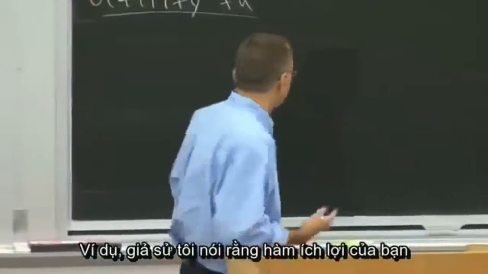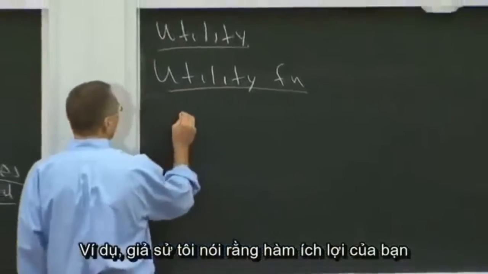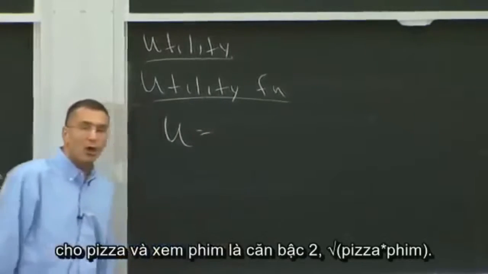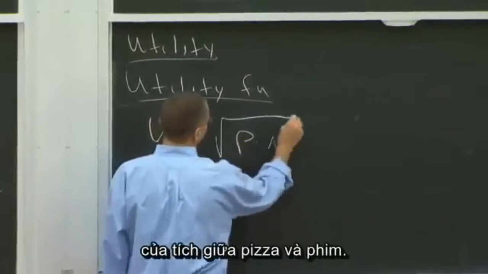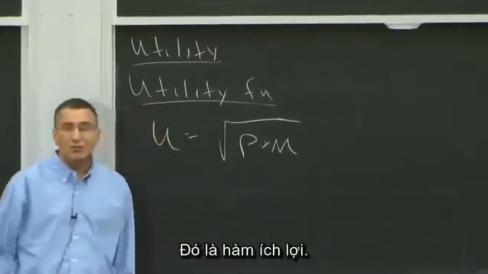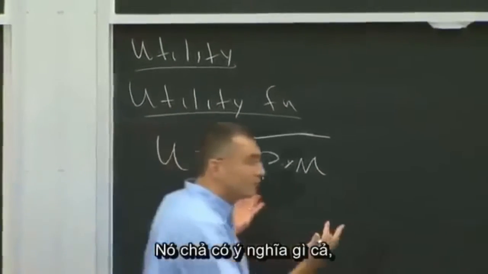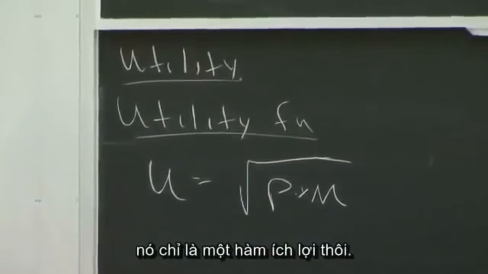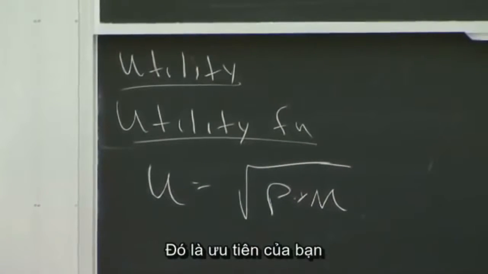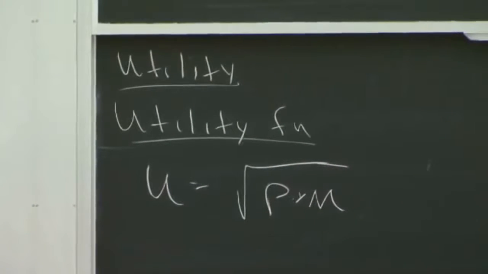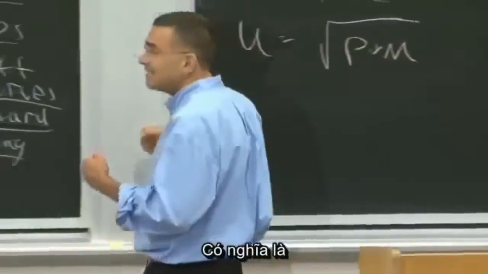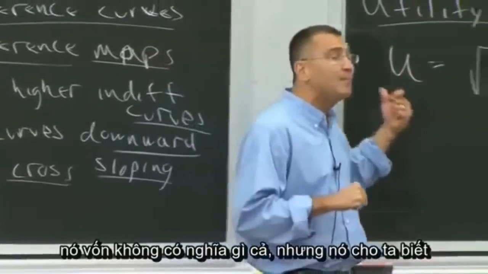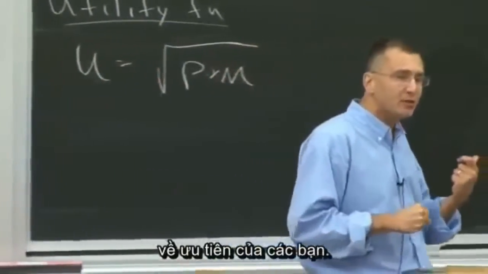So for example, suppose that I said that your utility function over pizza and movies was the square root of pizza times movies. That's your utility function. I say, what the hell does that mean? Well, it doesn't mean anything. It's a utility function. It's your preferences. It's a mathematical representation of your preferences. OK, what does that mean? It doesn't mean anything inherently, but it tells us about your preferences.